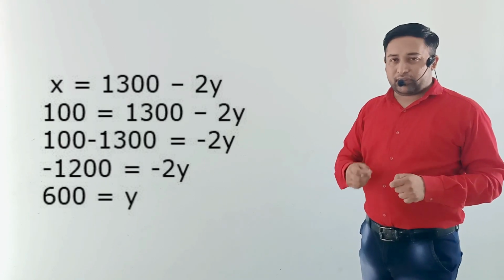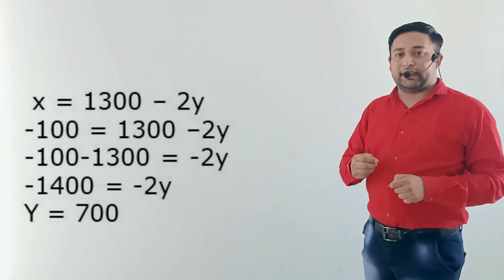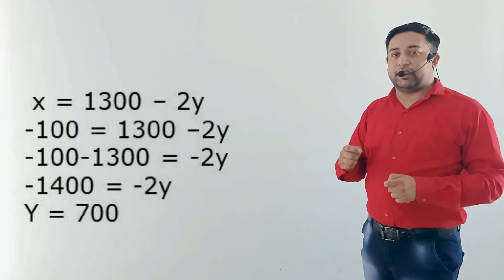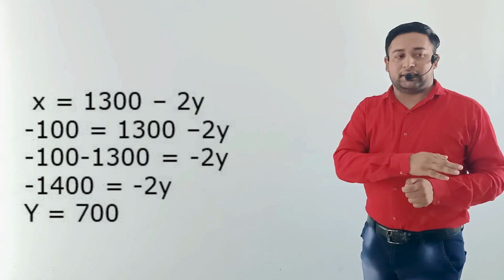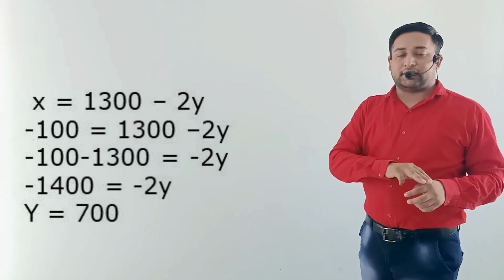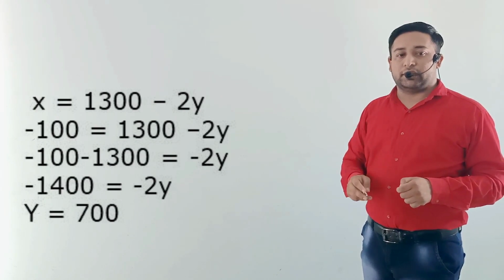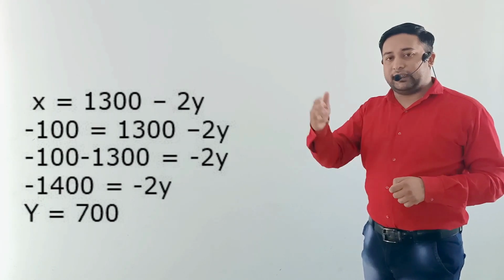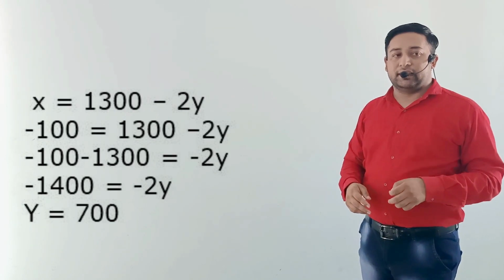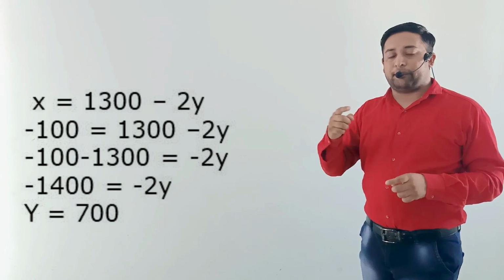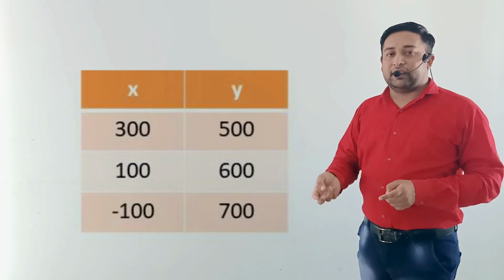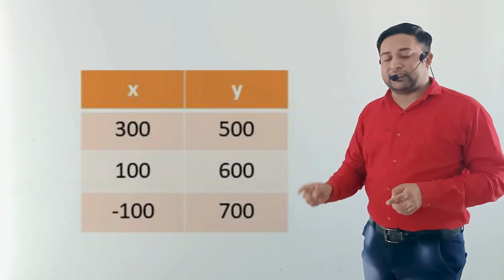Now for the third value, I am taking x is equal to minus 100. So minus 100 is equal to 1300 minus 2y. Taking 1300 this side, minus 100 minus 1300 is equal to minus 2y. Minus 100 minus 1300 is minus 1400, which is equal to minus 2y. Taking minus 2 to the denominator, my y becomes 700. So when x is 300, my y is 500. When x is 100, my y is 600. And when x is minus 100, y is 700.